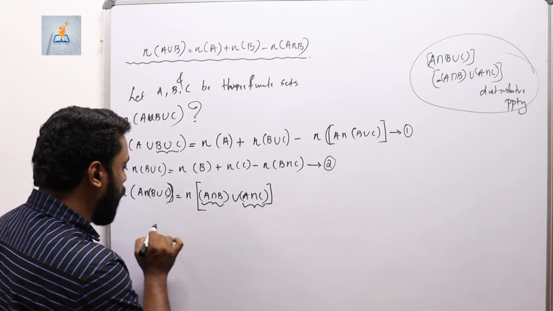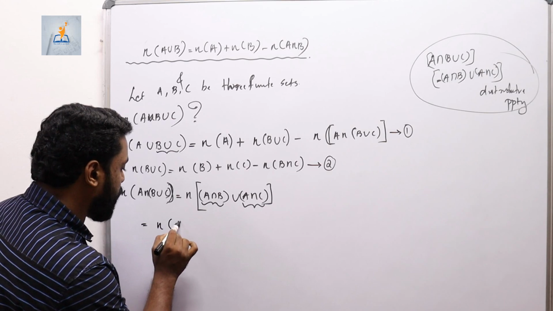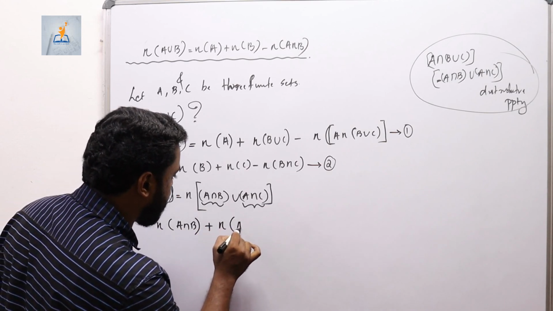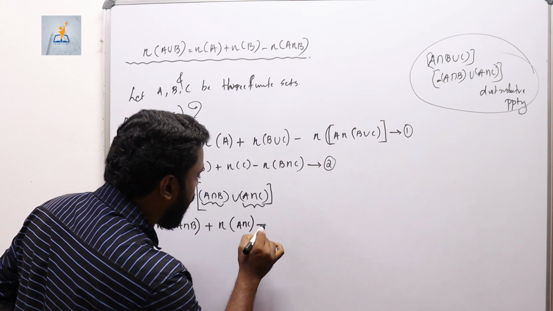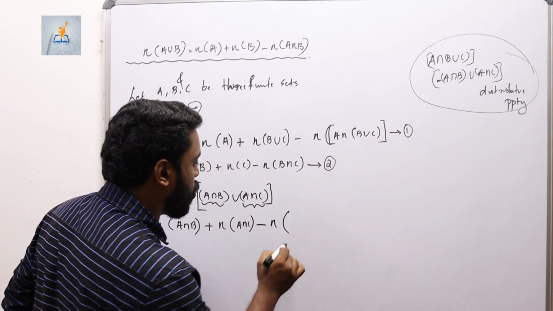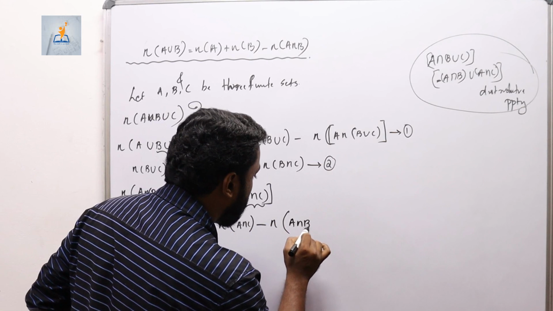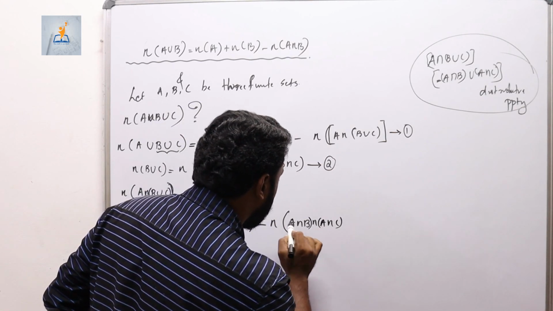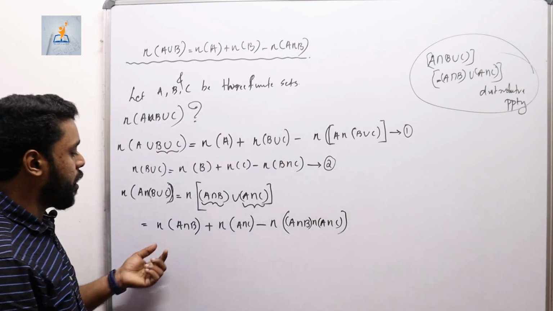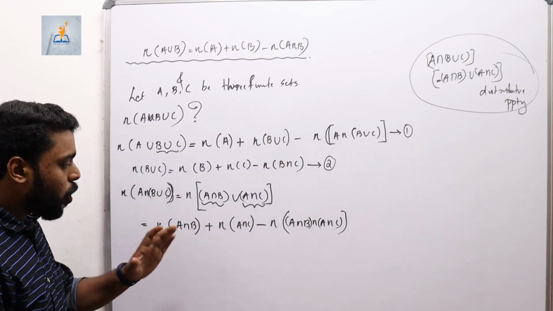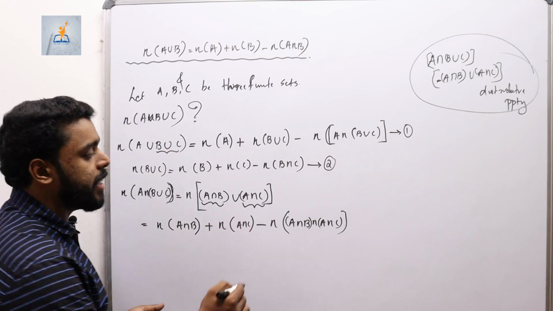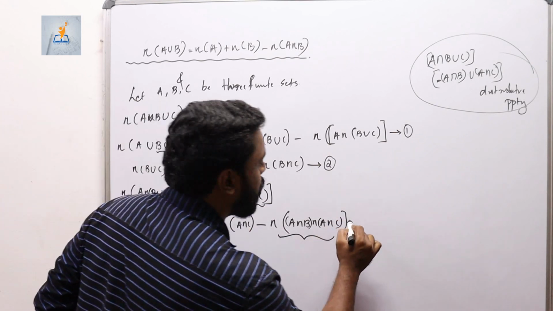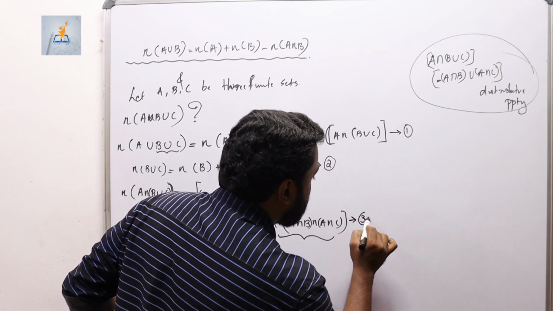We know the formula as n of the first set, A intersection B, plus n of the second set, A intersection C, minus n of the intersection of the two sets, (A intersection B) intersection (A intersection C). So this will be our new case, isn't it? So this is our required state. Now we are going to evaluate this quantity. So this is our equation number 3.